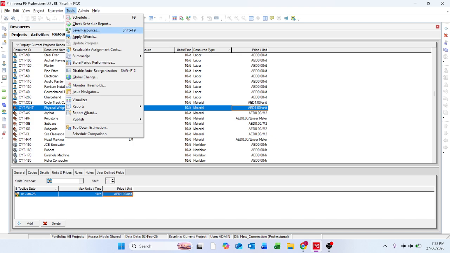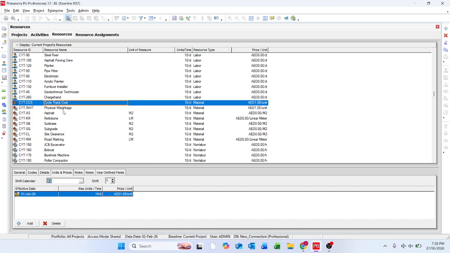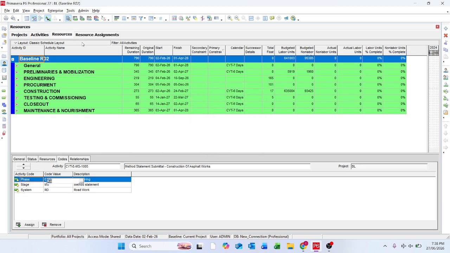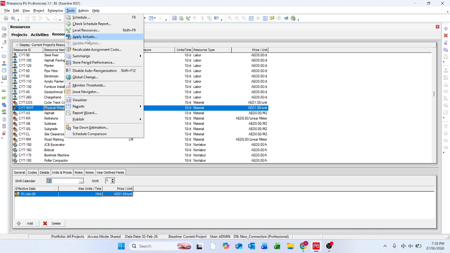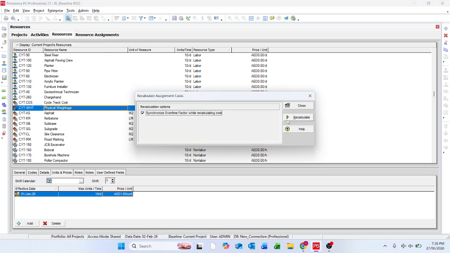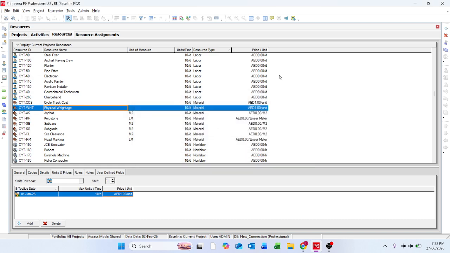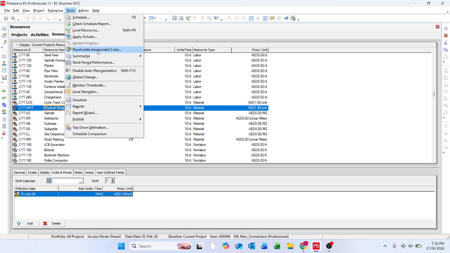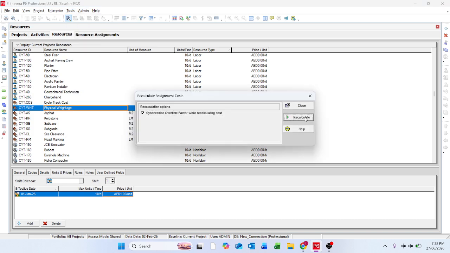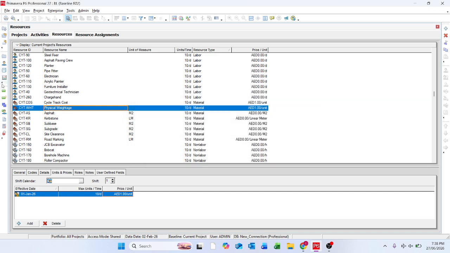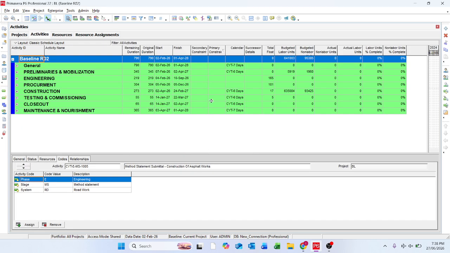So let me go to Tools, recalculate assignment cost. Let me just show you what is the mistake they are actually doing. So this is the way to recalculate the assignment cost. Tools, recalculate assignment cost, reschedule or recalculate, successfully calculated. Now what is the mistake which they are doing?